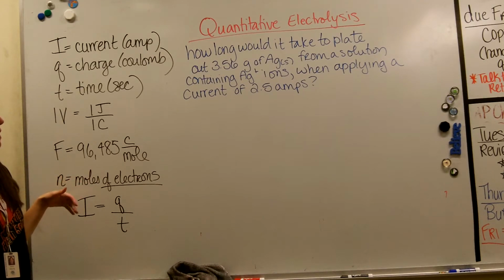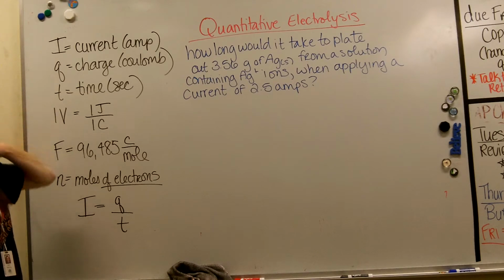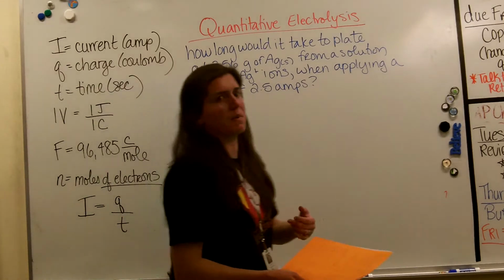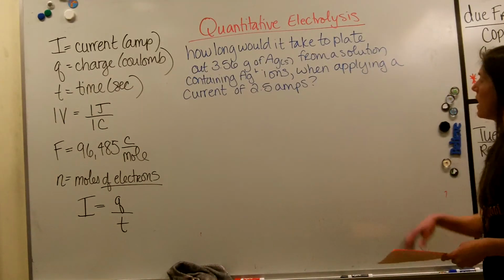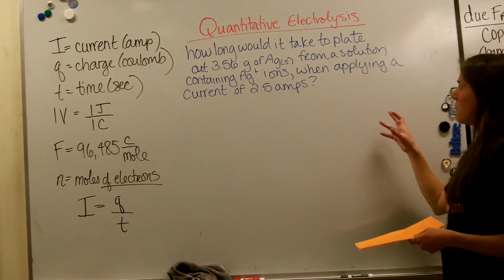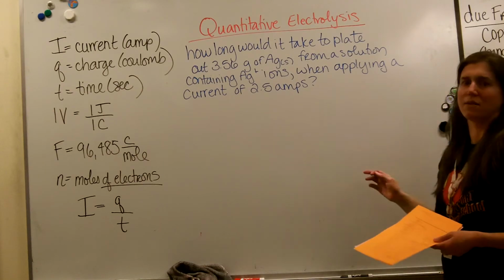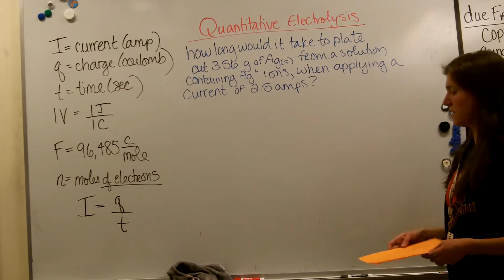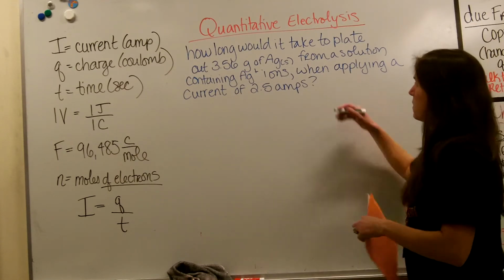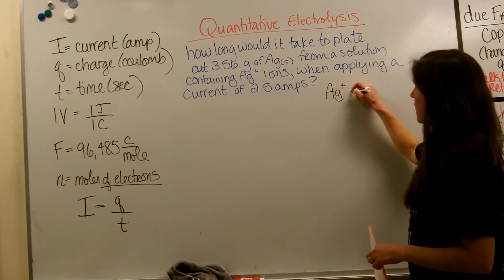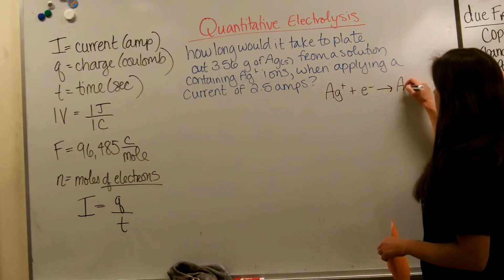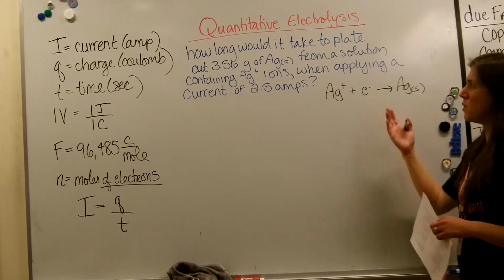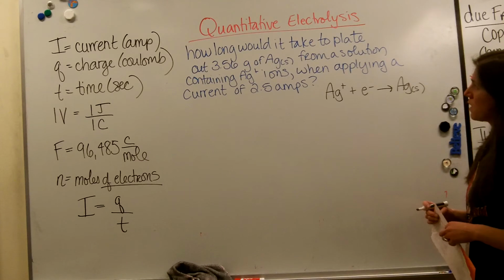So here's an example of a problem. If you're doing electrolysis, this is something that might be used in order to plate something. We'll talk about electroplating. Let's say you had some sample that you wanted to coat with silver. You can do that using electrolysis in a solution containing silver ions. And the reaction that would occur is my silver ion is going to take an electron and form solid silver.